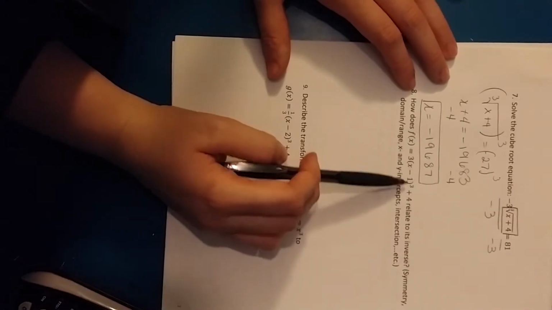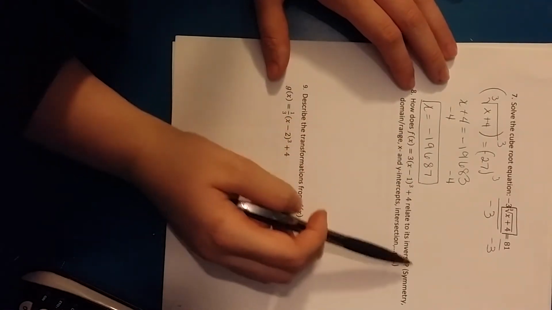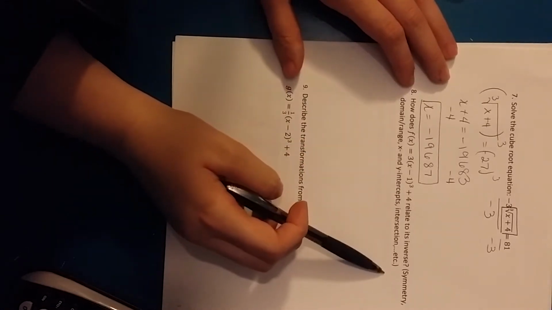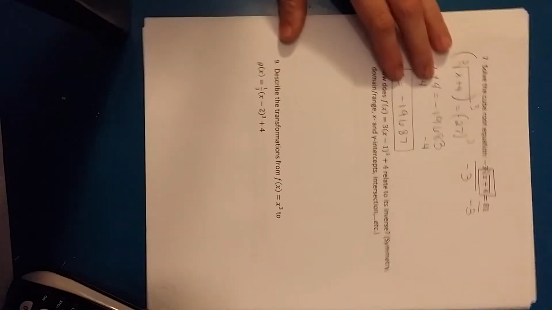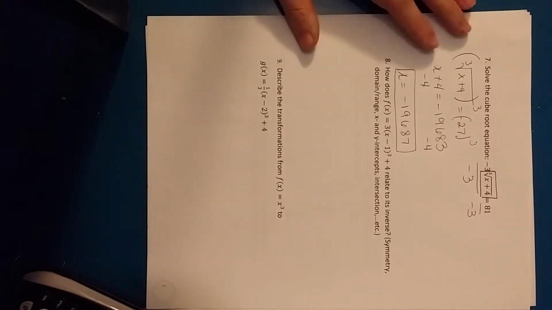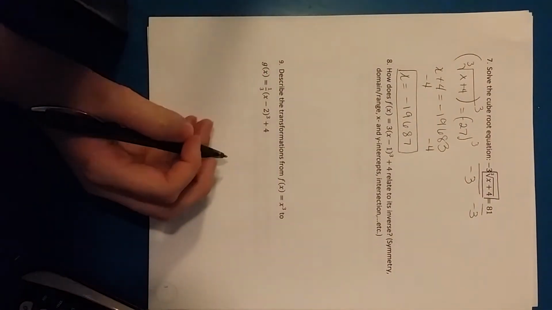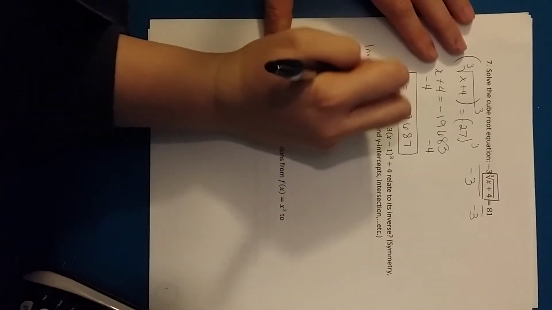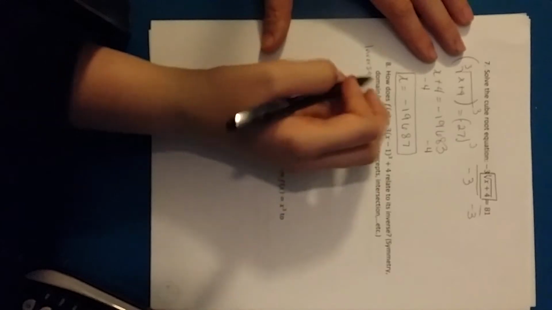And then number 8 is asking, how does this function relate to its inverse? So symmetry, domain and range, x and y intercepts, intersection, all that. So that looks very similar to number 3, which I didn't find my intersection on, but we can find it on number 8. So the inverse, I'll leave myself some room over here.